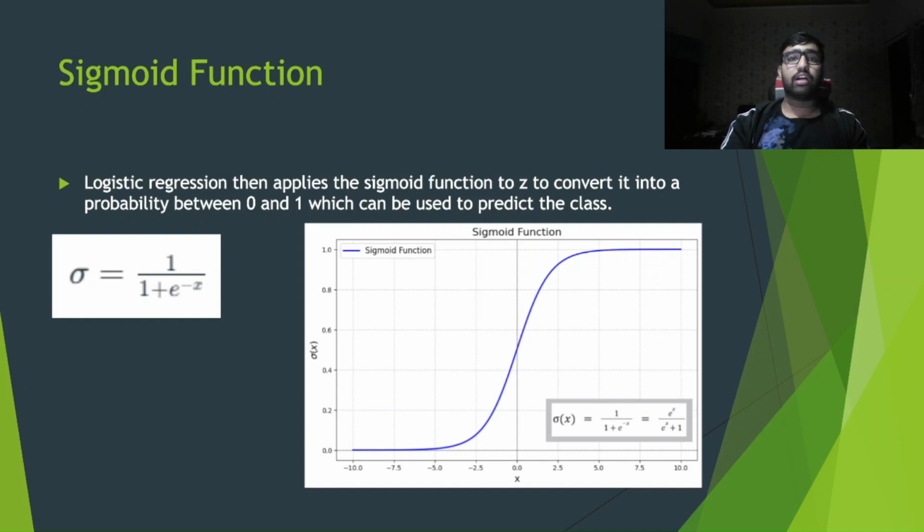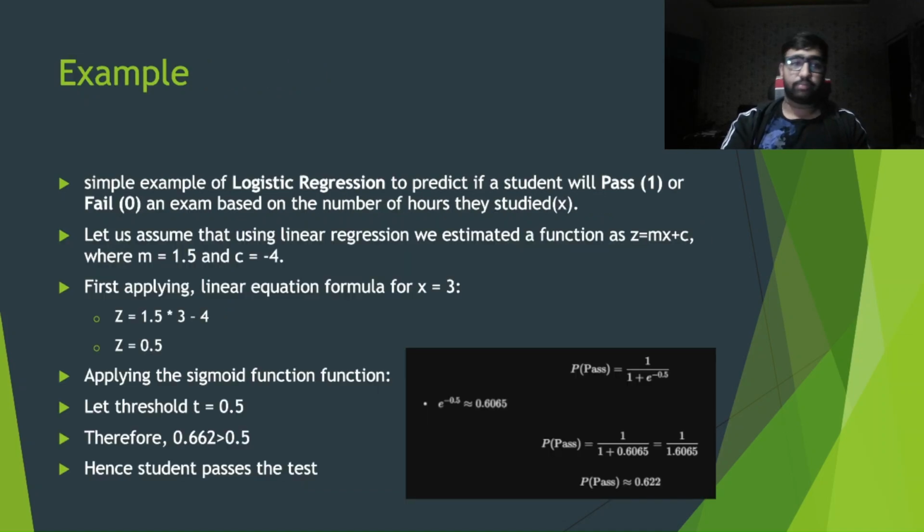Now we'll get more clarity about its working by using an example. Here I have taken a simple example of logistic regression to predict whether a student will pass (1) or fail (0) an exam based on the number of hours they studied. Let us assume that using linear regression, we have estimated the function z equals m x plus c, where m equals 1.5 and c equals minus 4. So here m is the weight and c is the bias.